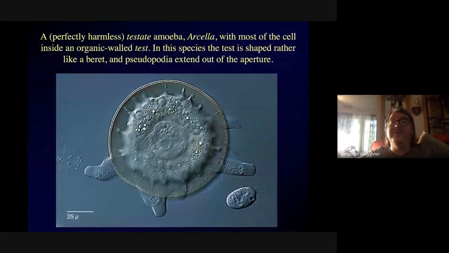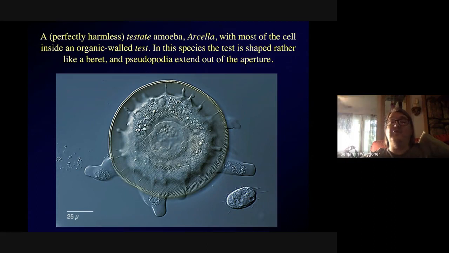There you've got a perfectly harmless testate amoeba called Arcella. You're seeing it kind of from above. The test from the side actually looks kind of like a big floppy beret, the sort of thing you'd wear if you're an intellectual in a cafe in Paris or something like that.